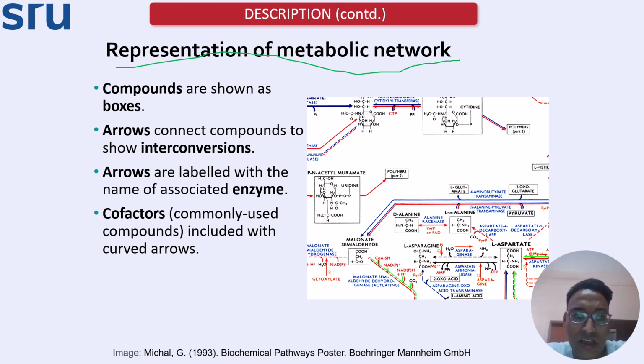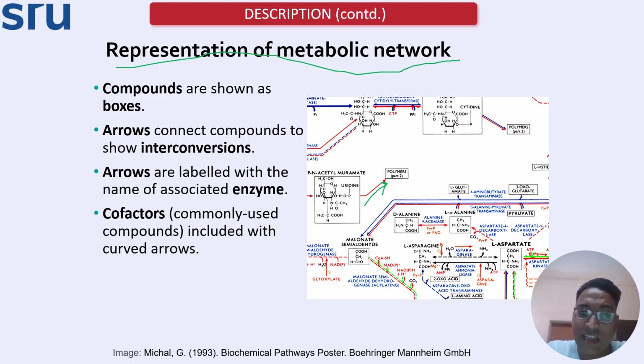The arrows connect the compounds to show interconversion. The arrows come with a directional pair. I'm putting up a direction also here. Which molecule is producing what other molecule? Understand? I'm not simply connecting them just to show that this enzyme is somehow linked to the other one. No, I'm also showing which molecule is properly producing the other one.